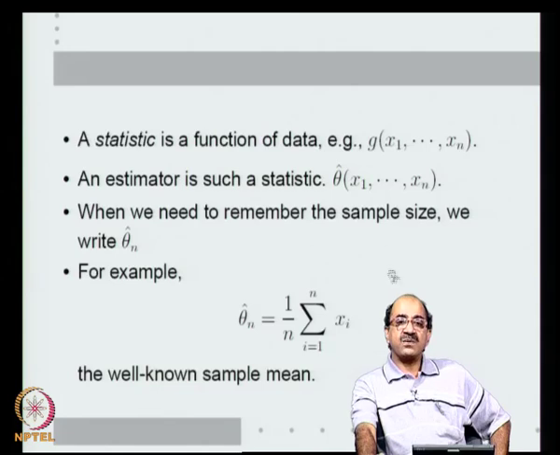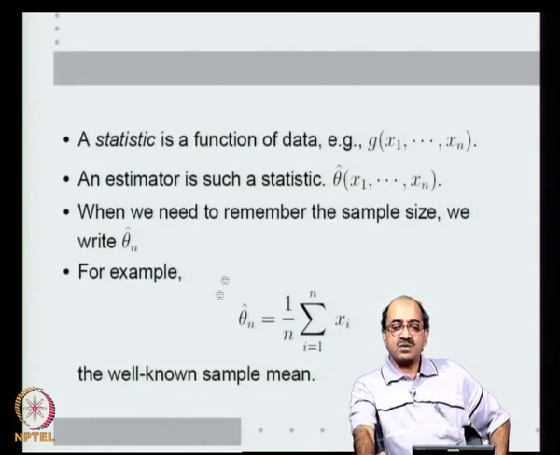So, here is an example of an estimate. An estimate obtained from n samples, theta hat n, could be defined as 1 by n summation i equal to 1 to n x i. This of course, is the well known sample mean, and as all of you know, this is a good estimate for the actual mean of the random variable. Okay. So, all estimates are functions of data like this.